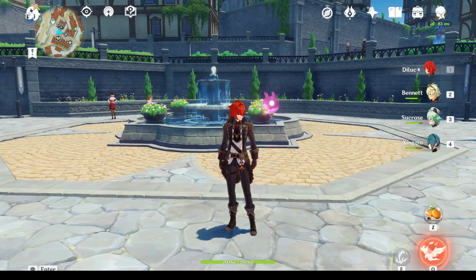So there you have it, folks. Calculating your DPS. It's a good way you can get a sense of what characters are going to accomplish.